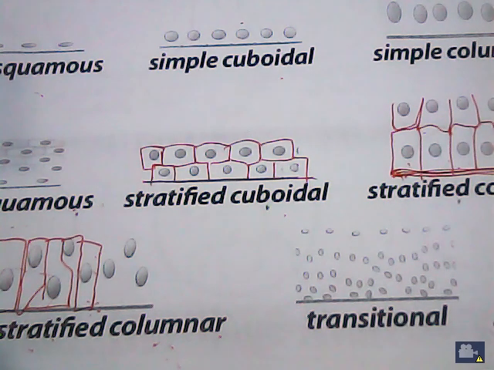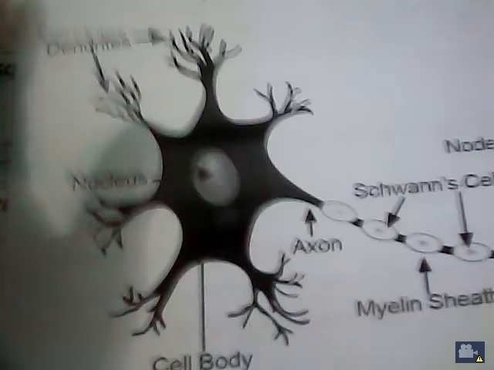So next is nerve tissues. Nerve tissues are made up of neurons.